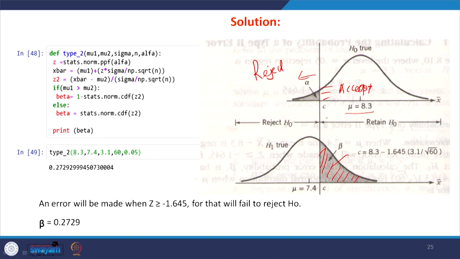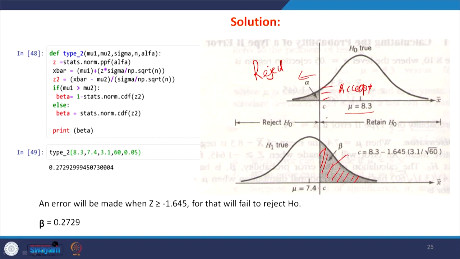See that the value of C is constant for this population and this population. So, we have to find out this right side area. For this purpose I have developed a function, because this function is very useful. First let us understand. I am going to define a function, I am going to call it type underscore 2.